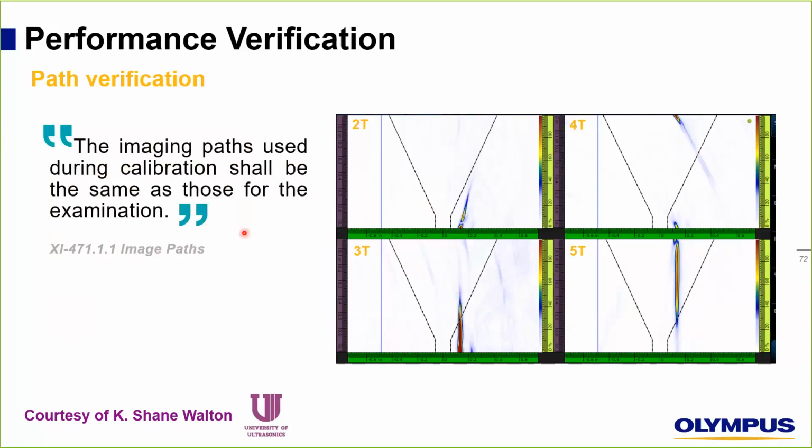So in the code, they say the imaging paths used during calibration shall be the same as those for the examination. So here, that means that if you are using 4 groups during calibration for path verification, for example, the examination should be done using the 4 groups.